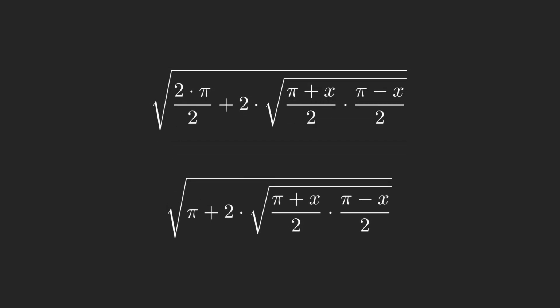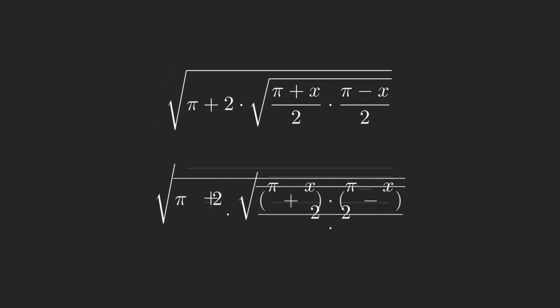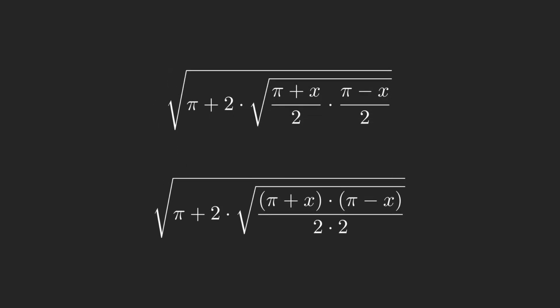We have now simplified the first part a lot, and therefore take a look at the part inside the inner root. The two fractions are multiplied, and we remember that the two numerators must be multiplied and the two denominators are multiplied. From here we can simplify the denominator to 4.